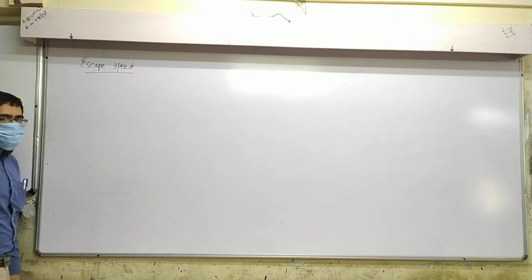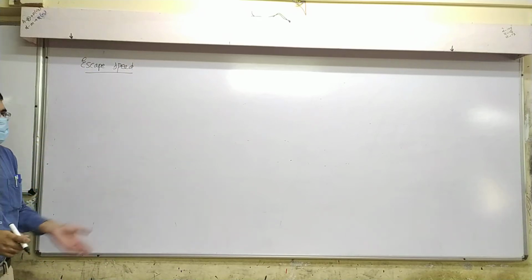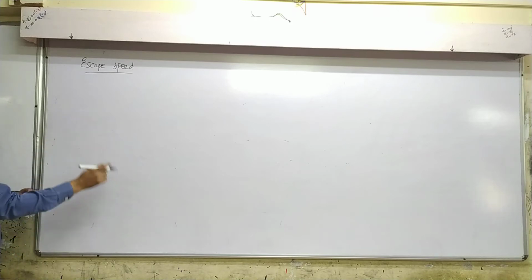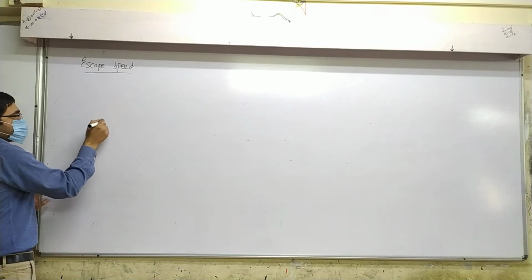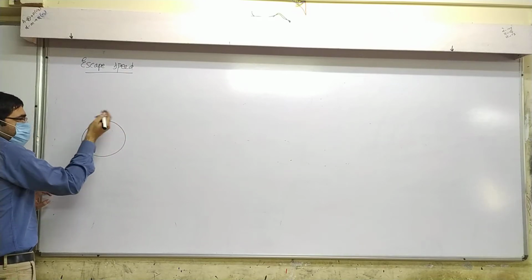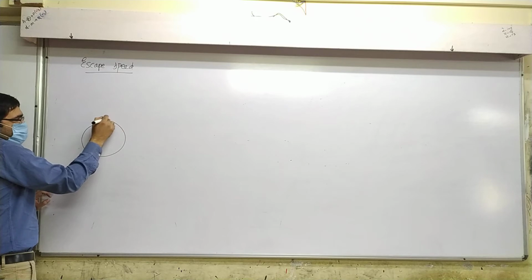The formula for escape speed. I did explain what escape speed is the last time. Okay. So let's say that here is Earth, and you launch something, some object from the Earth's surface.